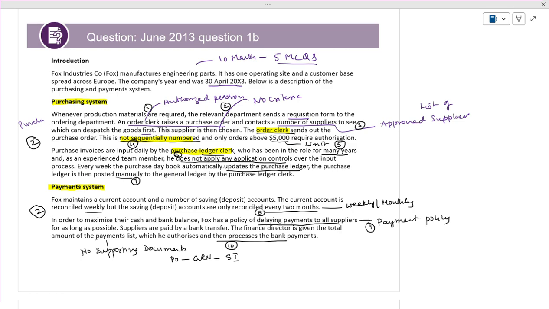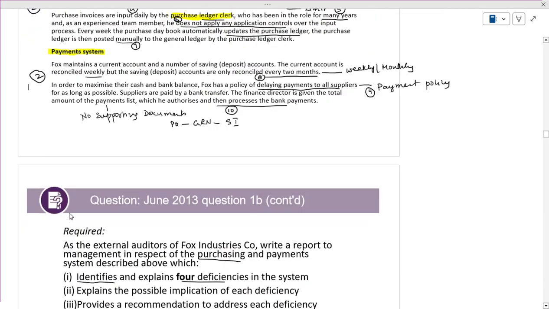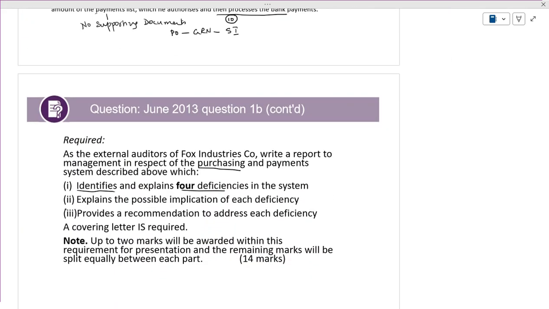But if we have command over the subject, then we have to make sure that we also work very intelligently. Fine. Now, what is to be explained? You have to identify the deficiency, explain the implication, and provide the recommendation. 3 things are there. Is it right? 3 columns are there. The first one is you have to identify and explain. Then you have to explain the implications. Then you have to give the recommendations.